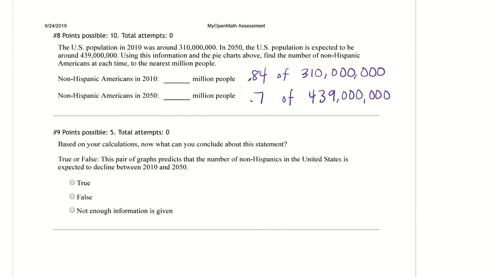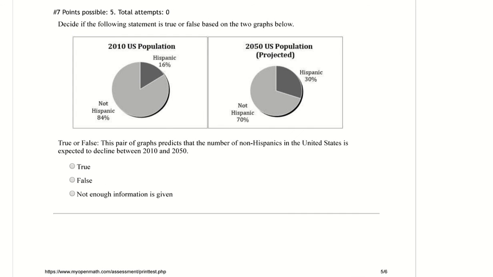So let's calculate that on a calculator. So when I calculate those two, I get 260 million non-Hispanics in 2010, and then a projection of 307 million non-Hispanics in 2050. So we can see now that the statement is false because the number actually increases. The pie charts we're given don't show number, they show percent. So that's why it's important to realize what you're analyzing, percents or numbers.